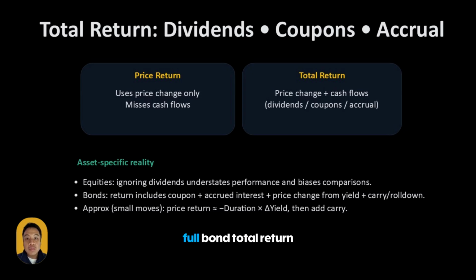If you don't have a full bond total return series, tell them to start with yield changes for a price effect approximation plus a simple carry estimate. Then upgrade later. Key message: use total return when you can. If you can't, be explicit about what you're ignoring because it changes the conclusion.